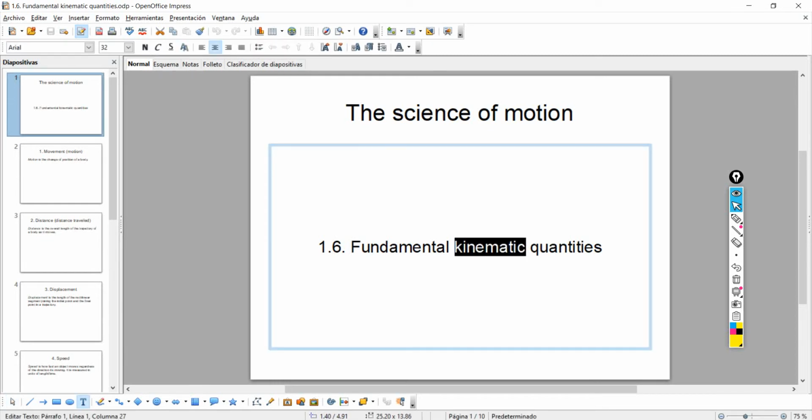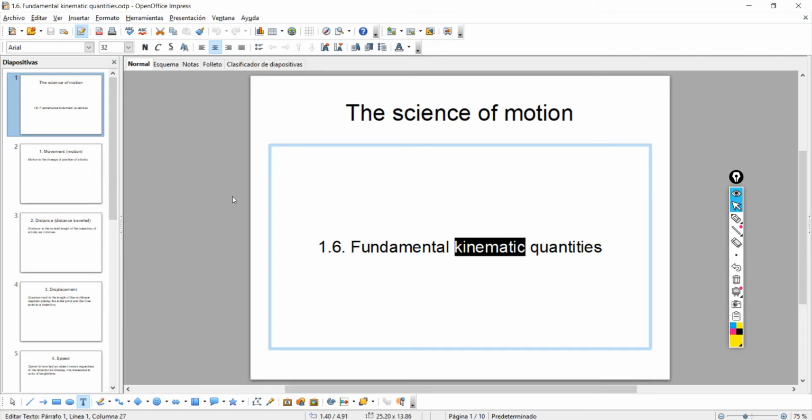Don't let this word scare you. Kinematic just means related to motion. So basically we can translate this into fundamental quantities related to motion. That's what kinematic means, more or less. So don't worry too much about this word.